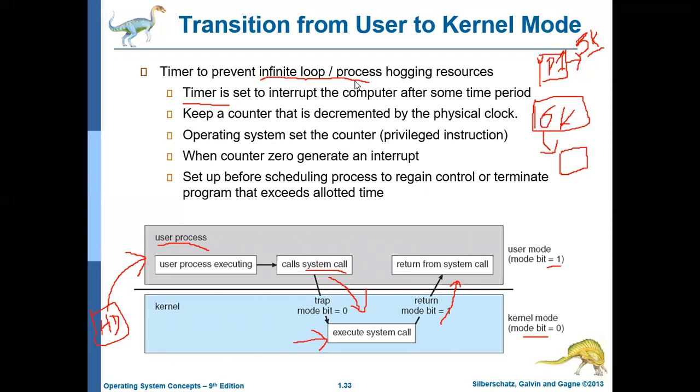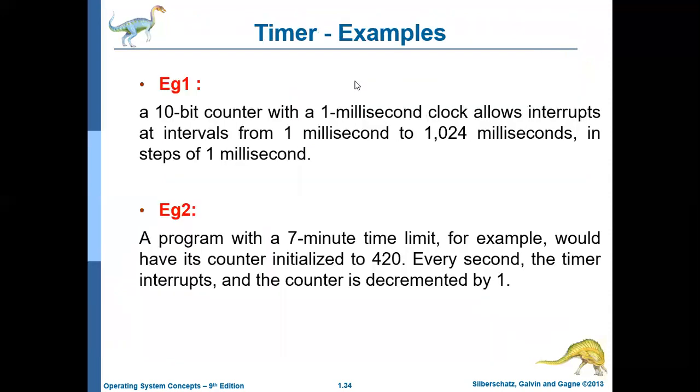Let us now discuss some examples for this timer. A timer will also use a counter. Let us discuss this with an example. A 10-bit counter with a 1 millisecond clock allows interrupts at intervals from 1 millisecond to 1024 milliseconds in steps of 1 millisecond.